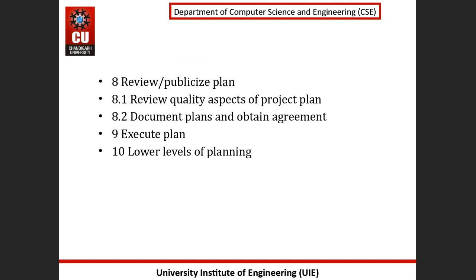Again, we have review and publicize plans. We'll review and modify our plans, review quality aspects of the project plan, document plans, and obtain agreement. Under reviewing quality aspects of the project plan, a danger when controlling any project is that an activity can reveal that earlier activities were not properly completed and needed to be reworked. So the quality aspects of the project plan should be reviewed.